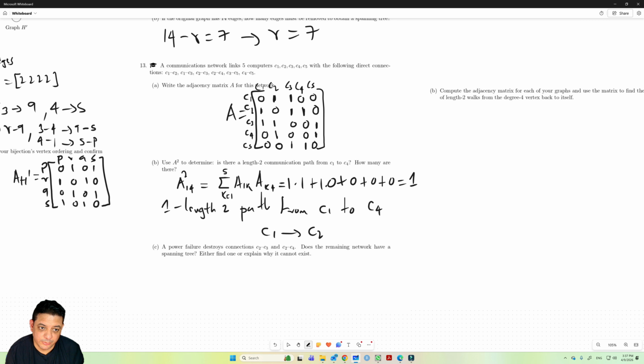And then from C2, I go to C4. You can kind of see it from here too. From C1, I go to C2. From C2, I go to C4. That is something from length 2. So that's going to be my path in there.